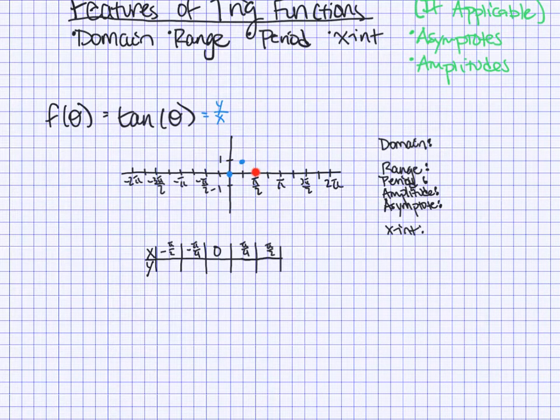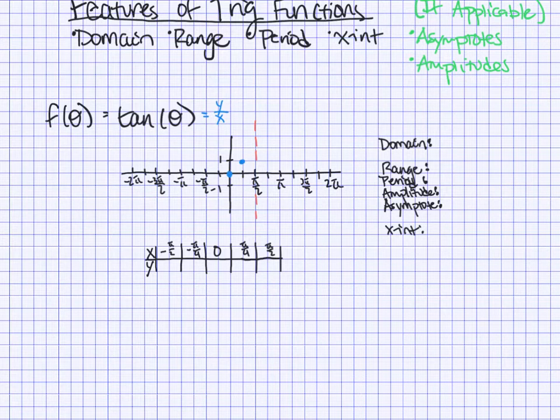Now, if we take a look at pi over 2, the coordinate there is 0, 1. So it's our y value over our x value. 1 over 0. Oh no, 1 over 0, you're not supposed to have that. That's something that's not going to work. You can't divide by 0. So in this case, this is going to provide us with an asymptote. So anywhere where you get that undefined, that's going to give us an asymptote there, or anywhere where we are dividing by 0.